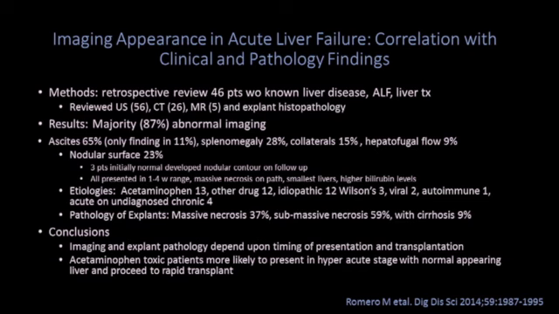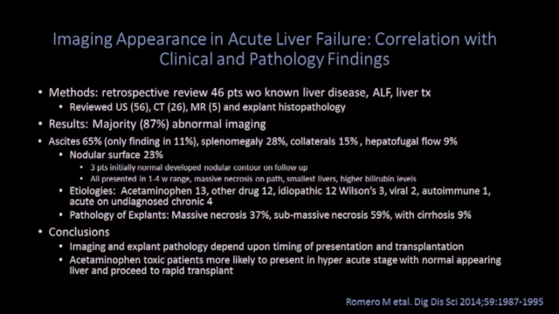Ascites was probably the most common thing, as you can see here. A few patients had hepatofugal flow. There was a chunk of patients, about a quarter, who had a nodular surface, and as we've learned, those are going to be the patients who had a longer range of symptoms. The etiologies in their group are, as you can see here, with acetaminophen being the most common, though there were quite a number of idiopathics and other etiologies, and most of the patients had necrosis on their explants.